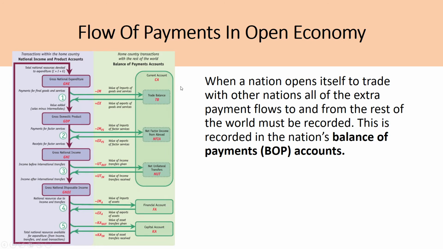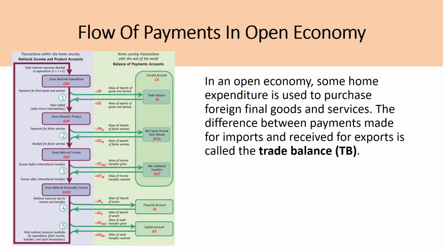So when a nation opens itself to trade with other nations, all of the extra payment flows to and from the rest of the world must be recorded. This is recorded in the nation's balance of payments account, the BOP accounts, as we said before. So let's start from the very beginning.